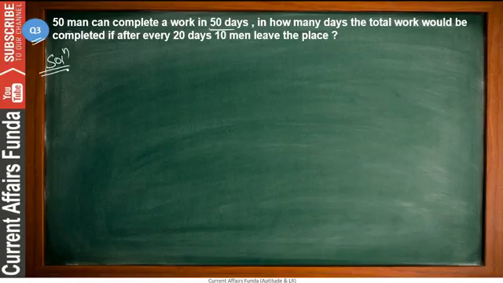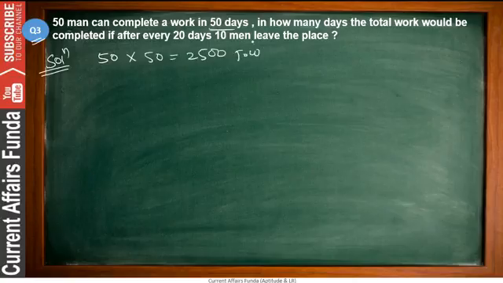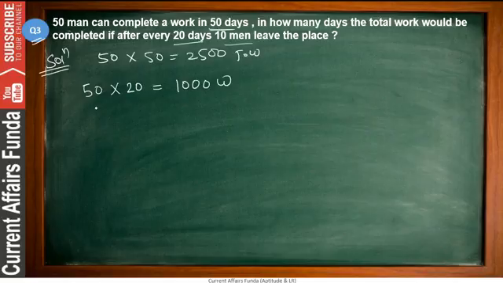If you are unable to solve this one: 50 men means 50 men into 50 days, it will be 2500 total work. Okay, so friends, the condition is this: in how many days would the total work be completed if after every 20 days 10 men leave? That means 50 men, first of all, will work for 20 days. So they will do 1000 units of work, and after 20 days 10 men leave.